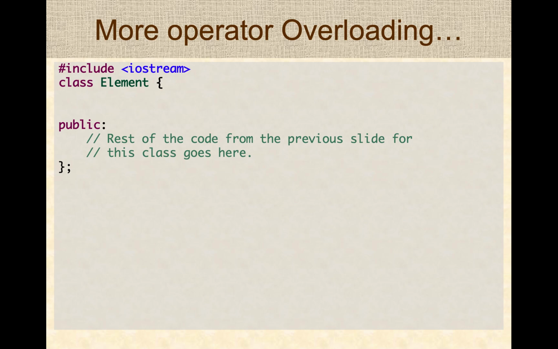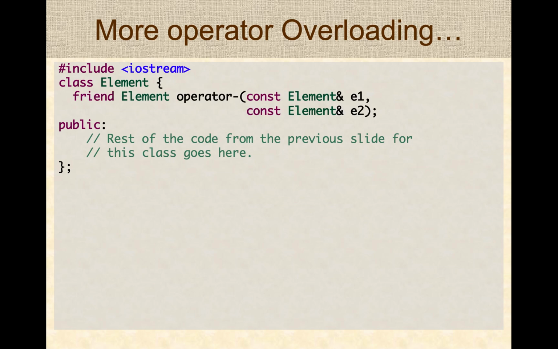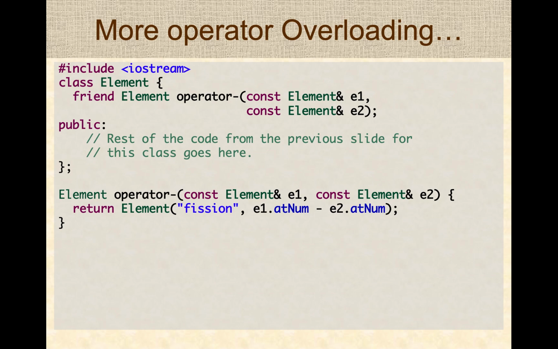Let's look at another example with the element class. Let's look at an example where we want to implement some kind of subtraction operation. This is just an example. And here we implement the subtraction operator, takes two elements that you want to subtract, and creates a new element as a result of the subtraction.